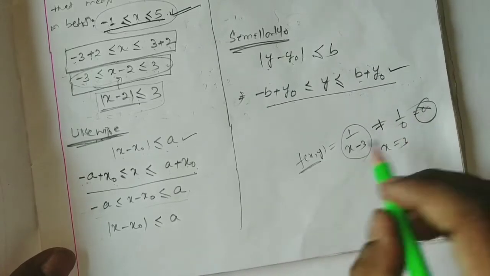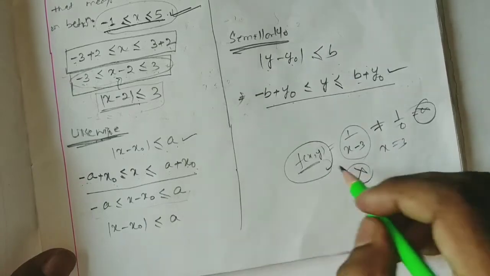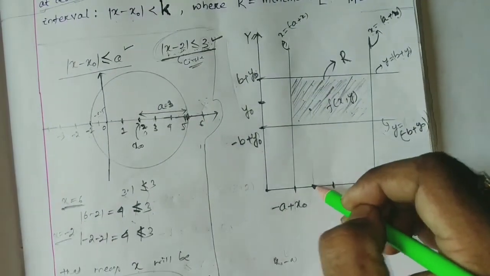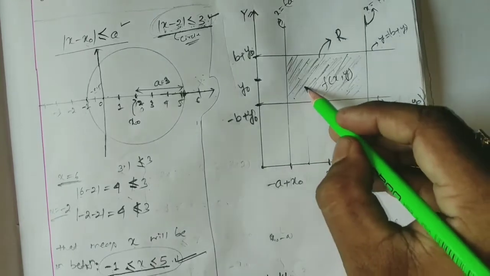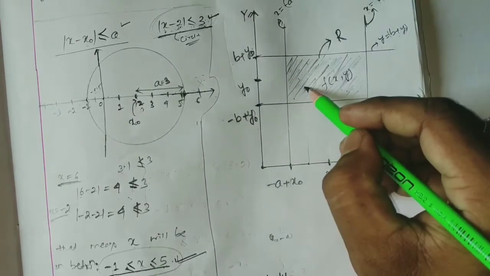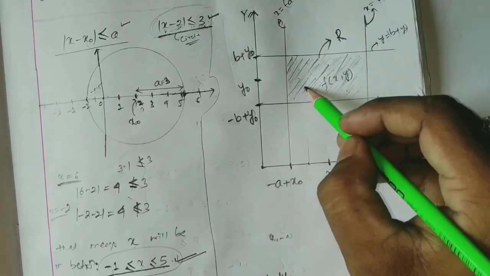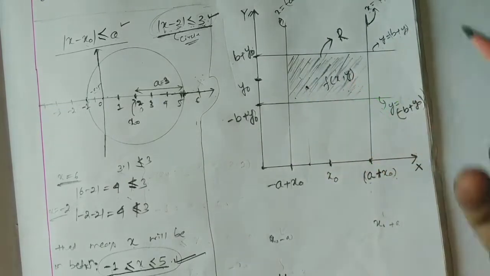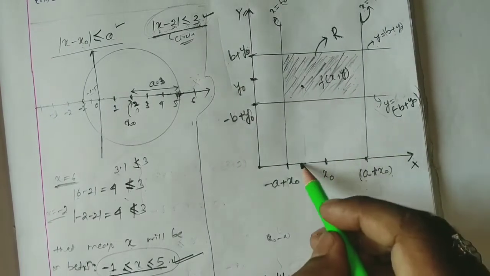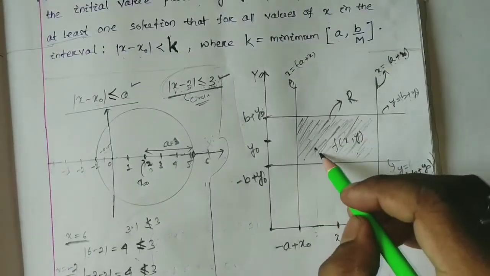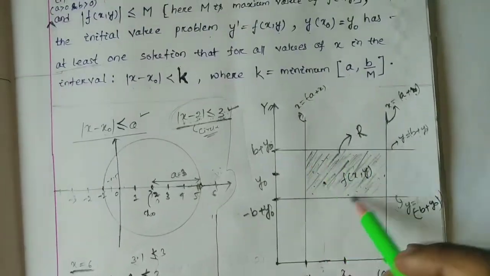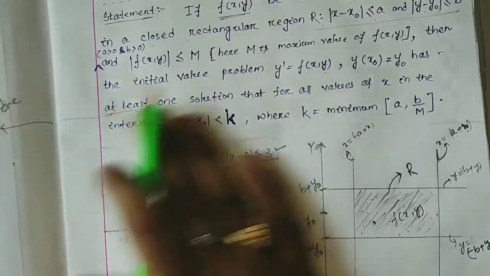But it is not so. Suppose this point belongs to x equal to 3, but here the function could not be defined. This is the point where the function is not continuous. So this type of situation is not there. According to this theorem, this function is everywhere continuous in this rectangular region, right?